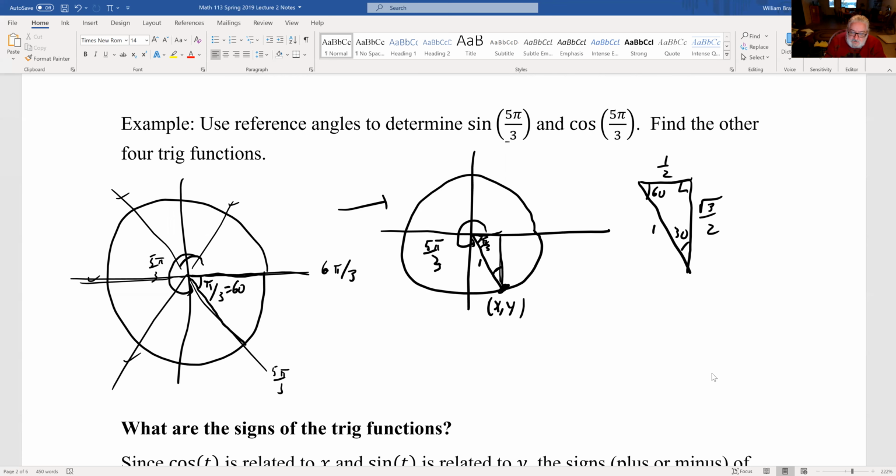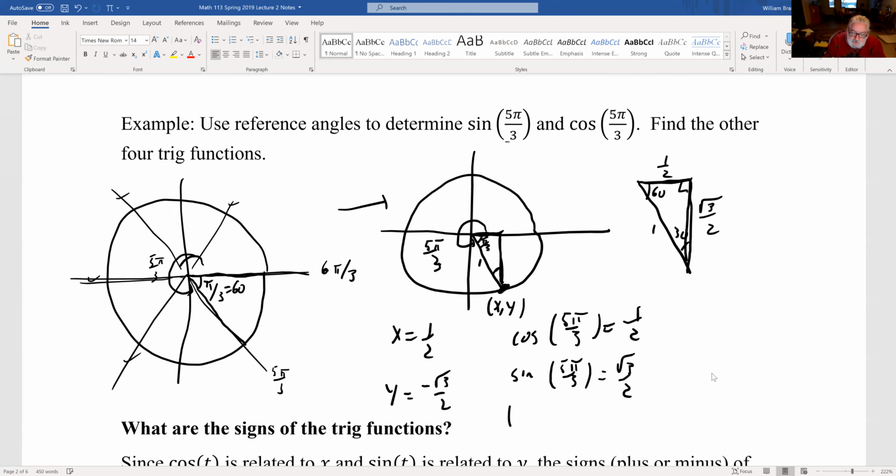So what's my x coordinate? Well, we'll go to the right. So we go to the right 1/2 unit. What's my y coordinate? Well, we actually go down square root of 3 over 2, right? Down square root of 3 over 2. So that's minus square root of 3 over 2. Okay, so cosine of 5 pi over 3 is 1/2. Sine of 5 pi over 3 is square root of 3 over 2.